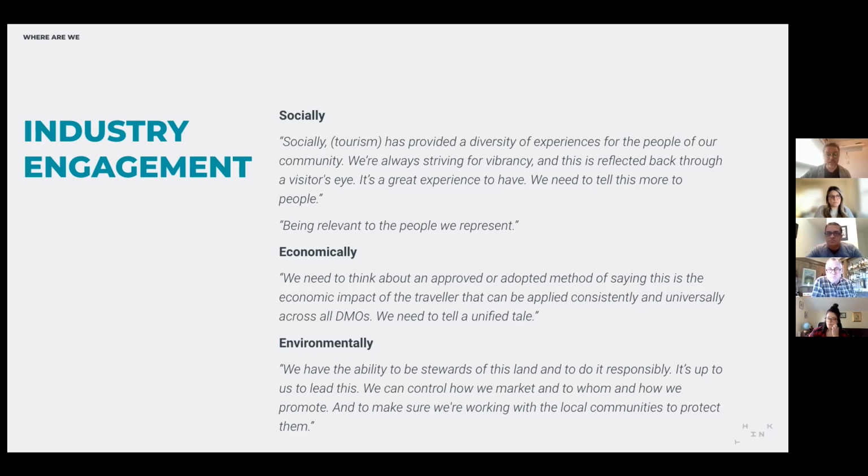And then, needing a better representation for all communities, whether it's less visited places, but it could also be communities that are not about geography. So I'm thinking about BIPOC communities, the tribes, LGBTQ, and what have you. And then the last one is, of course, environment, which has become very real in Oregon with the forest fires.